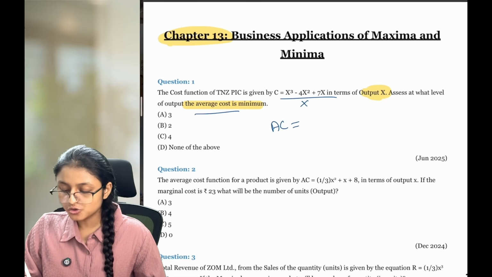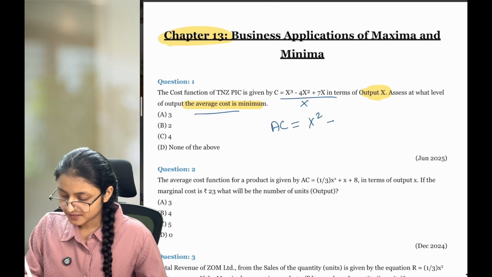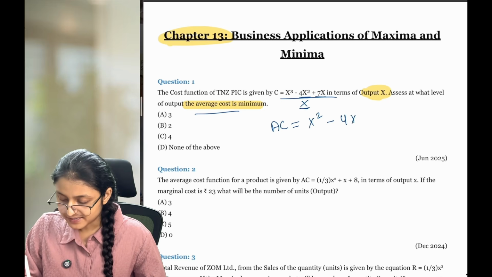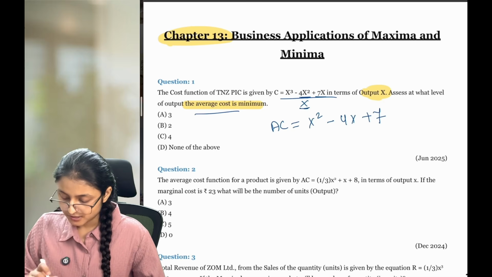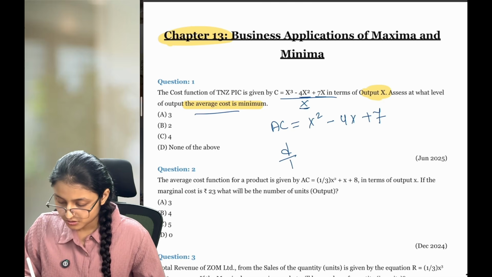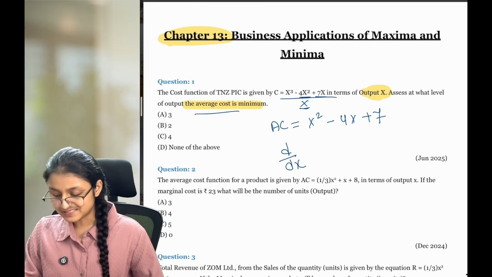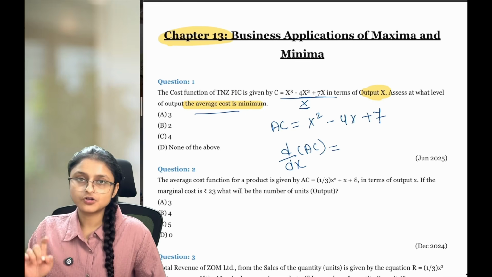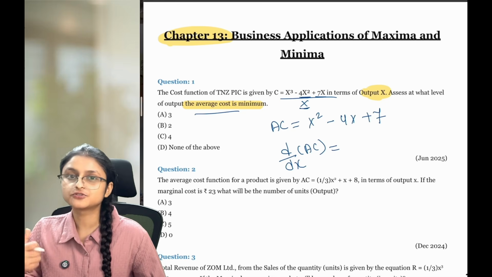So if I divide x cube by x, I'm going to get x square. If I divide 4x square by x, I'm going to get 4x. If I divide 7x by x, I'm going to get 7. So this is your average cost. So first what we do, we follow a necessary condition. Whenever you need to calculate maximum and minimum, you first follow a necessary condition that your first order derivative should be equal to 0.